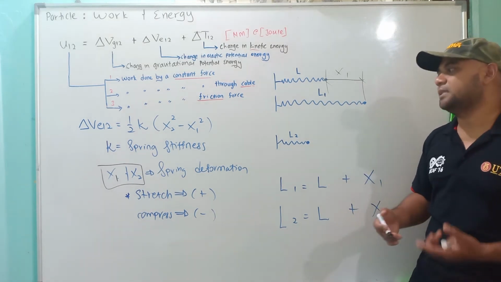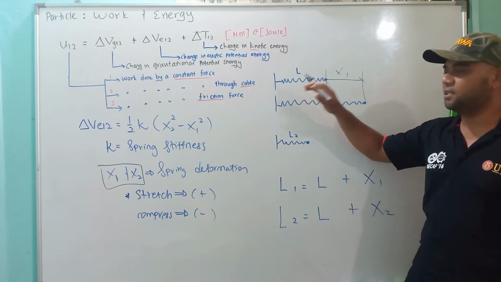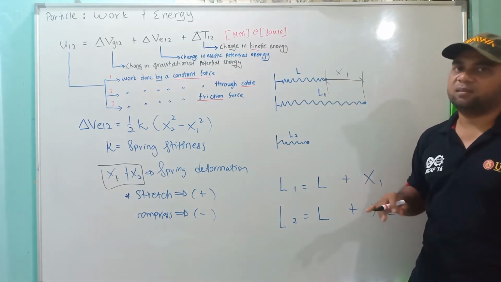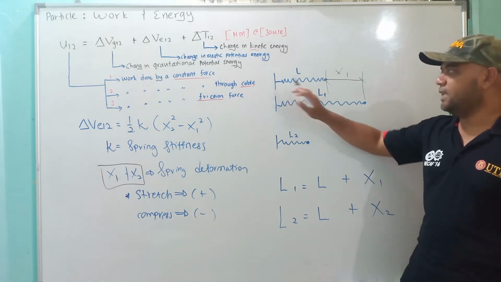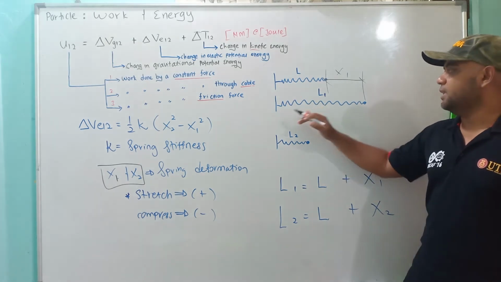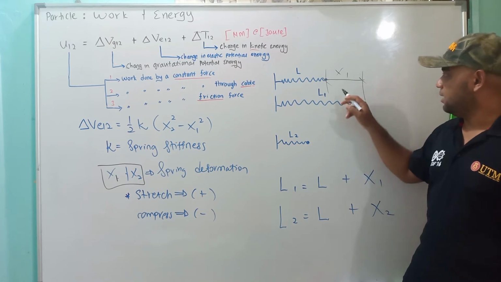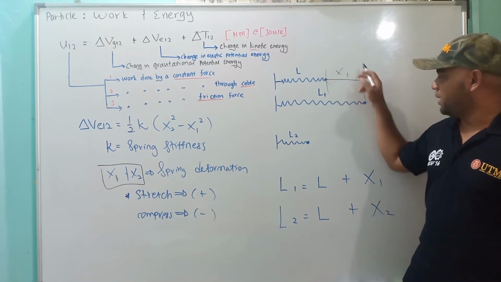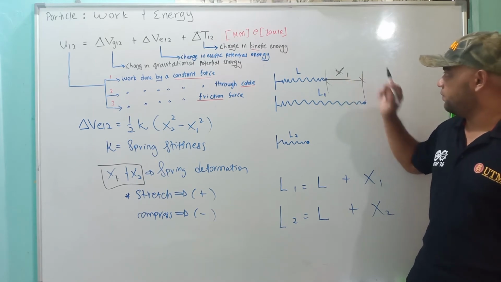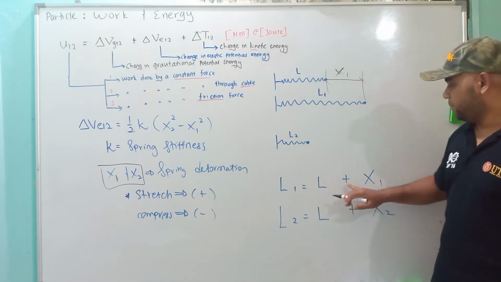That's why I'm saying that sometimes it becomes tricky, because the spring that is drawn for you in the figure is not the X1. Okay, you have to understand. So this L is the initial position without any load. L1 is when you apply a force on it, and then X is the deformation, meaning that now we have the stretched one, we have X1, which is positive. Put it in the equation, L1 equal to L plus X1.